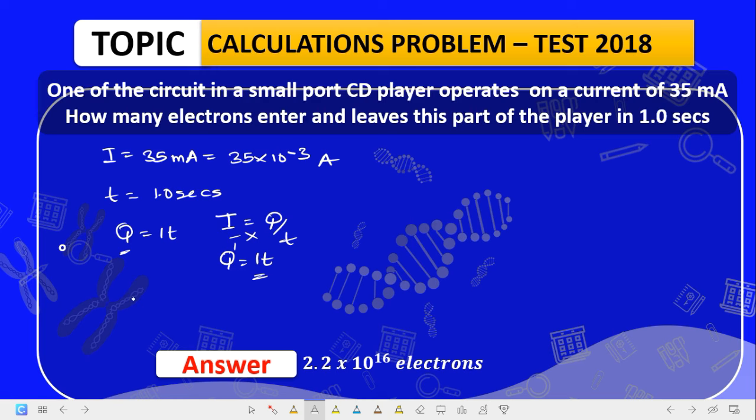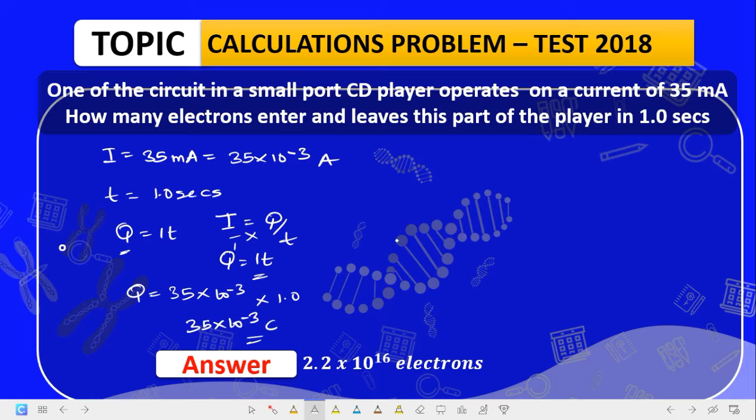Yes. Were you given I? Yes. Were you given T? Yes. So our Q, which is the quantity of charges, is 35 times 10 raised to the power of minus 3, which is the current in ampere, times 1.0 seconds, and everything gives you 35 times 10 raised to the power of minus 3 coulomb. So this is the quantity of charges.